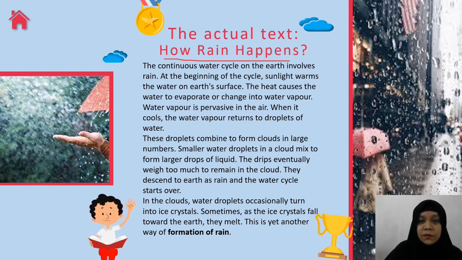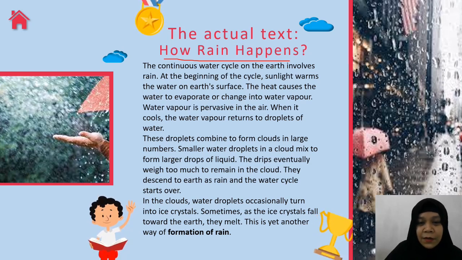The continuous water cycle on the earth involves rain. At the beginning of the cycle, sunlight warms the water on Earth's surface. The heat causes the water to evaporate or change into water vapor. Water vapor is pervasive in the air. When it cools, the water vapor returns to droplets of water. Okay, very good. Good job. Thank you, everyone. You are excellent.